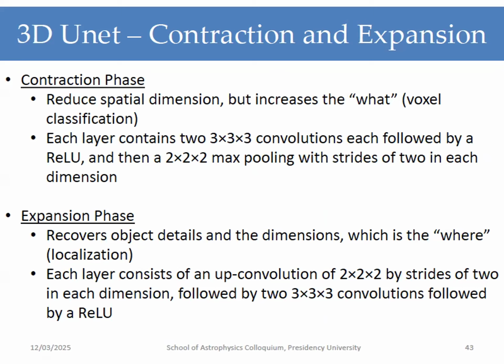If you look at the layer here and the layer here, the operations are just reversed. Each layer contains two 3x3x3 convolutions, followed by a ReLU and then a max pooling. And if you read the other side, it's just the reverse. But in the expansion phase, which is the decoder phase, you recover the details, you upsample, and you answer the question of where.